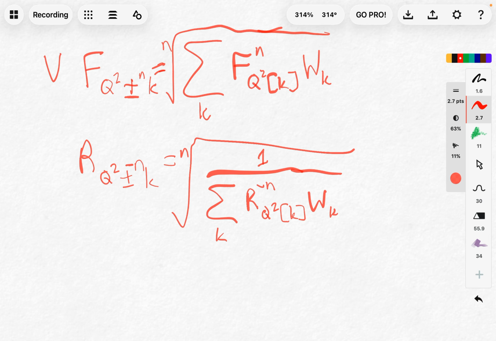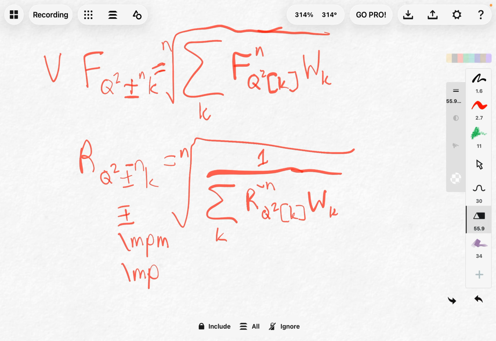So I have included another symbol in the package, which looks like this. And it is just /mpm. Of course, if you're not weighing something, you can always do /mp, which is just a regular LaTeX command, and that will remove the weight here.